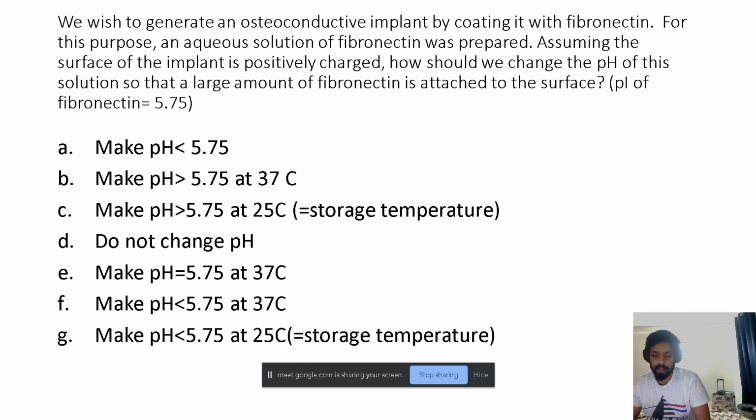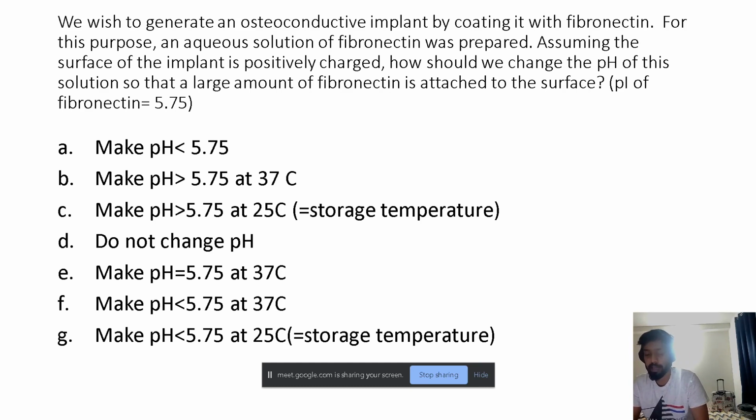So in this case, since the surface is positively charged, you want the fibronectin to be negatively charged, right? So you would want to increase the pH beyond the pI of fibronectin. So you should make the pH greater than 5.75.